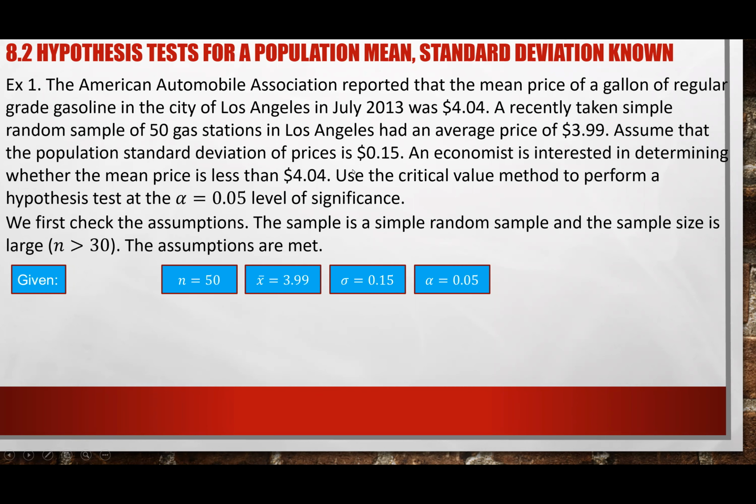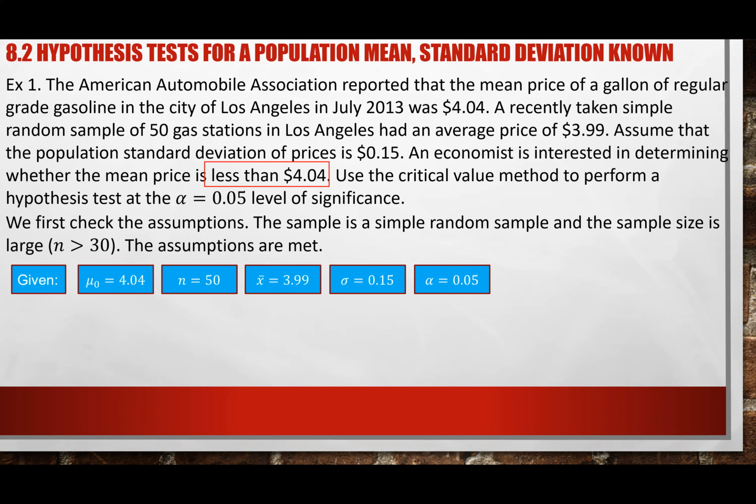Now what do we have in terms of the $4.04? Well, what are we trying to test? That's what you need to ask yourself. What are we trying to test for this particular problem? They want us to test if the mean is less than this specific value. Meaning the $4.04 is your mu sub 0, the specific number that they want us to test. And probably this is the hardest number for you to identify in your problem.